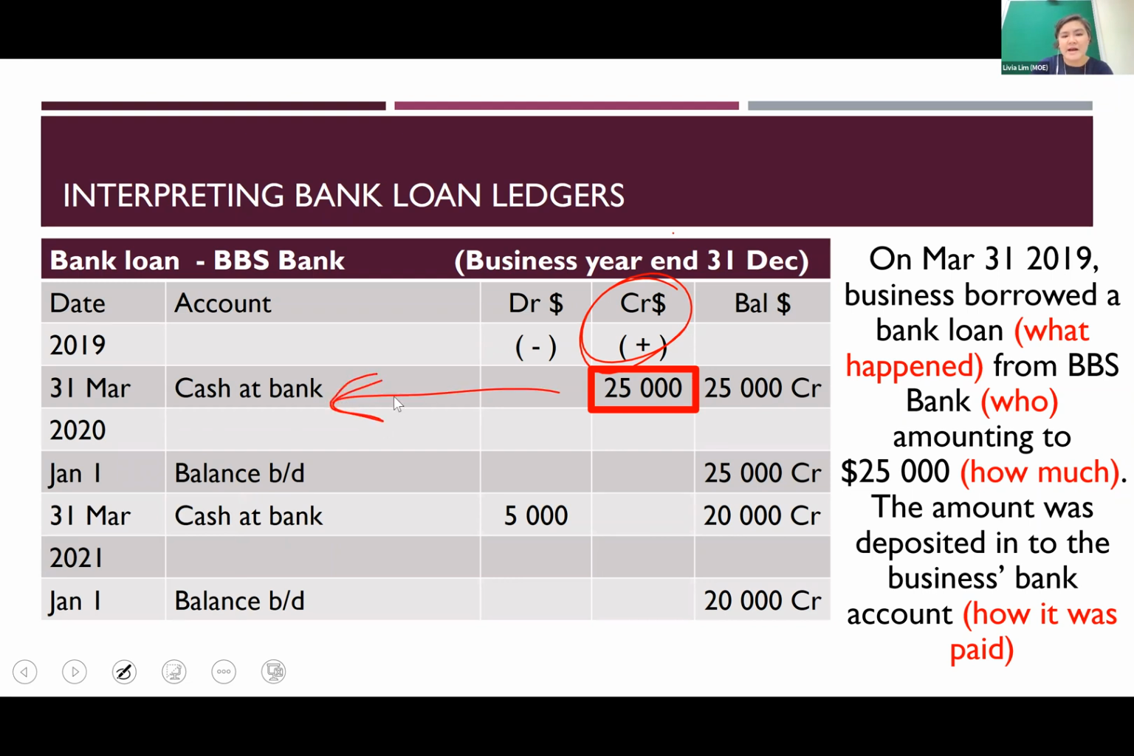And the other account is cash at bank account, right? Now you do have to say that it's from BBS Bank because that is the who. And you will have to also mention how much it is? $25,000. Now, the other account is the cash at bank account. And so you must mention that the amount was deposited inside the business bank account. Why? Because that is how it was paid. All right, you must talk about how it was paid.